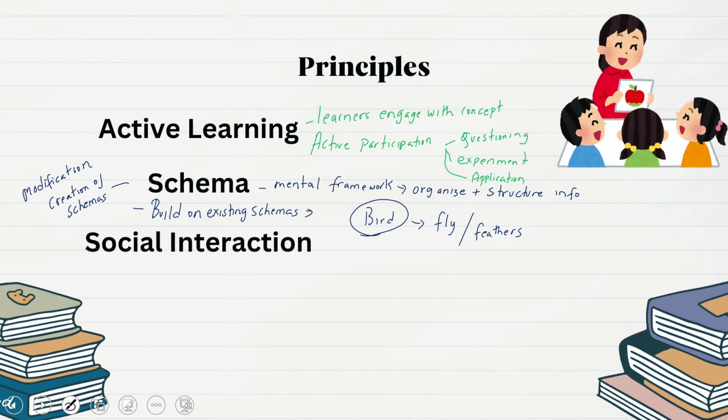And next you have the social interaction. So here we see that Vygotsky's social constructivism in a way emphasizes that learning is inherently social and it occurs through interaction as well as collaboration with others.